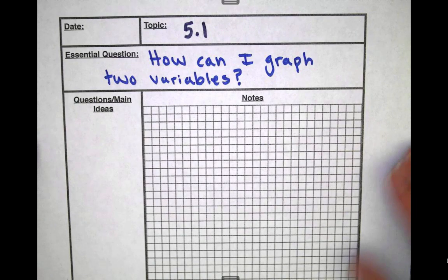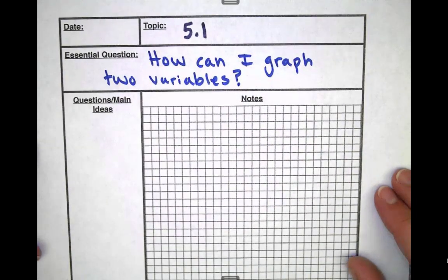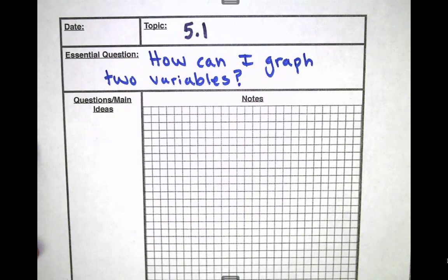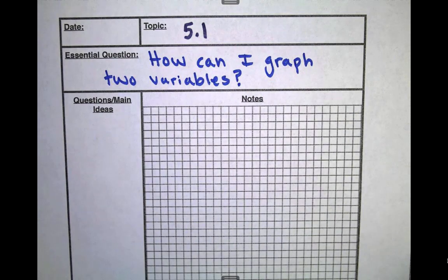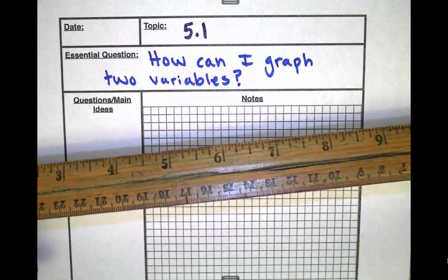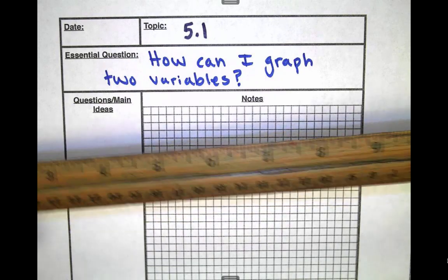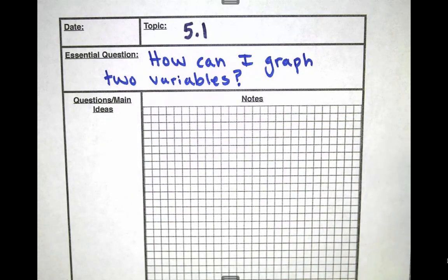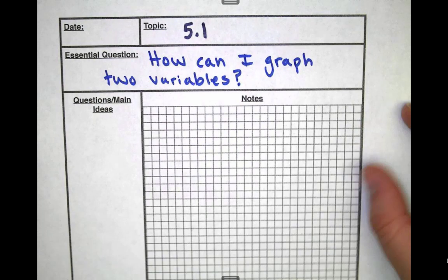Hey guys, we are working on chapter 5 now, topic 5.1 for your notes. And we're going to work today on how can I graph two variables. So we're going to get into some graphing skills. Something useful you might want to have today is a ruler because we're going to be trying to make our graphs nice and neat. So rulers kind of can be helpful. So how can I graph two variables?